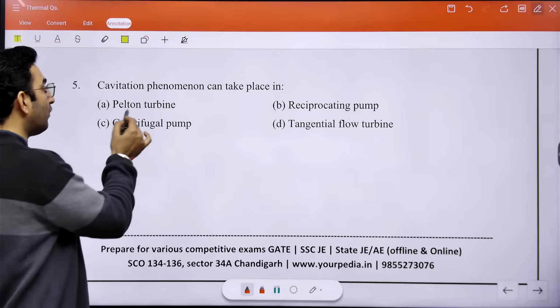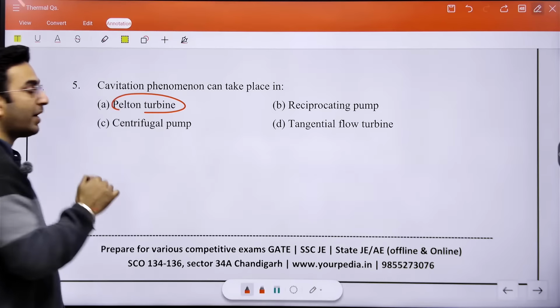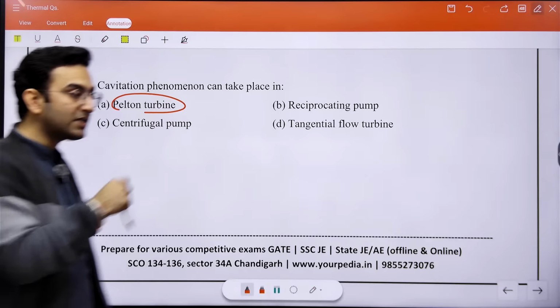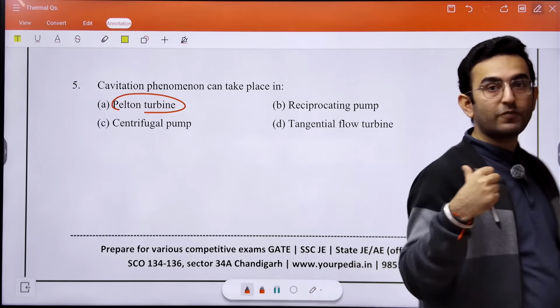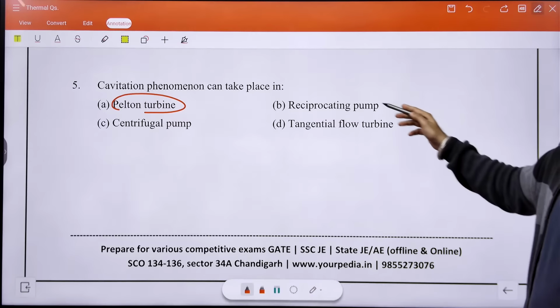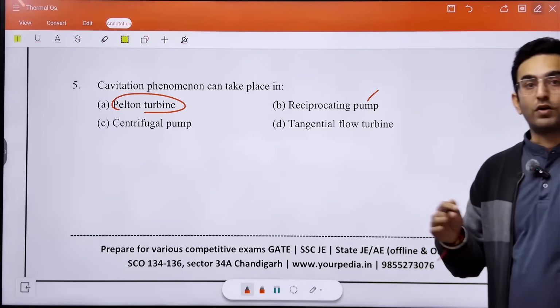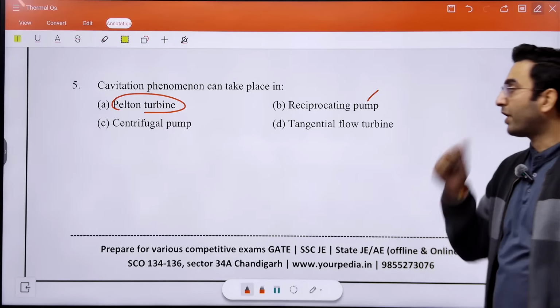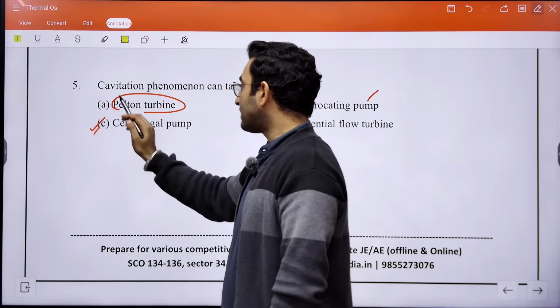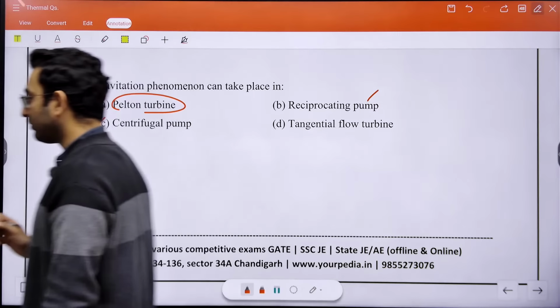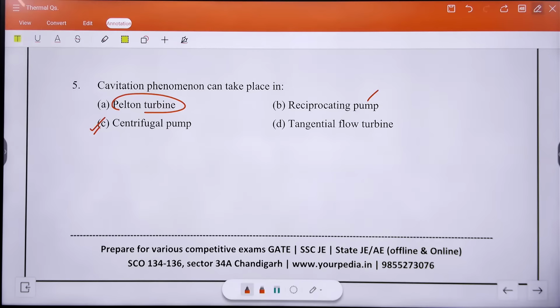And why is it not taking place in the Pelton turbine? Because in that case, the pressure is constant here. In the reciprocating pump, why is it not taking place? Because we are not taking a very long suction pipe. Otherwise, negative slip will take place. So here in this case, option number C, that is centrifugal pump, will be the correct answer. Okay, so that's again a very simple case. Next part.